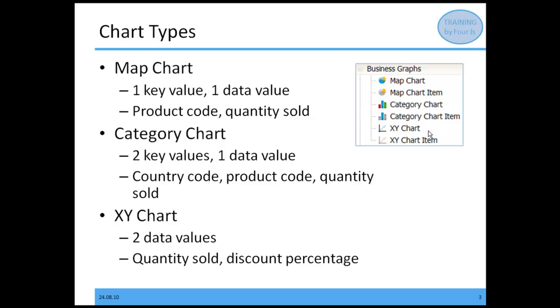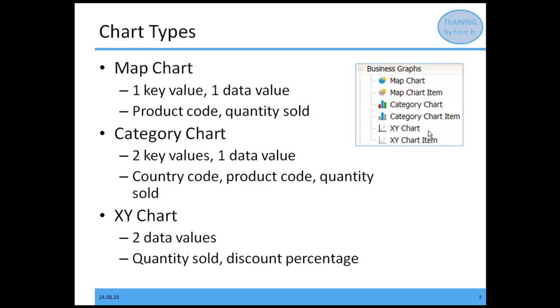The third kind of chart that you can put together is an XY chart. With an XY chart, you're graphing two data values. So for example, you could graph the quantities sold and the discount percentage, both numeric values, on a single chart.